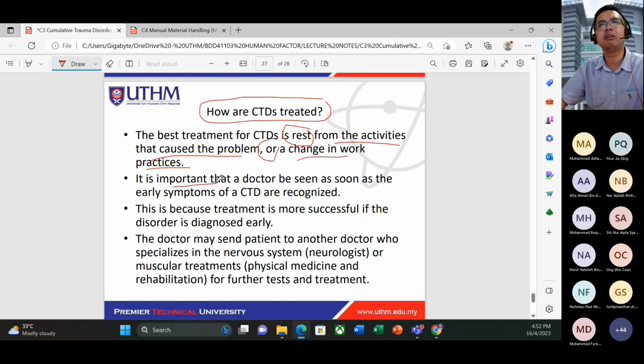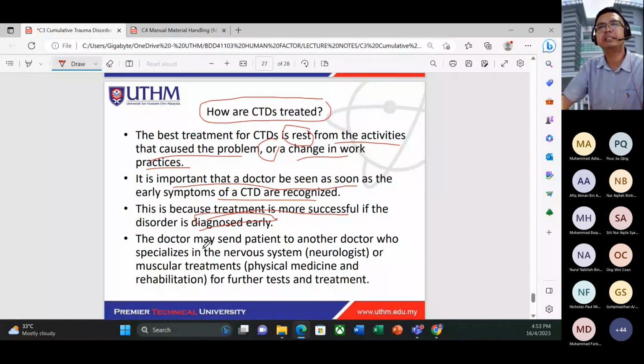It is very important that a doctor is seen as soon as the earliest symptom of CTD is recognized. If you out there have experienced signs or symptoms related to musculoskeletal disorder, for example numbness in your hand or wrist, whether on the right side or left side, please see the doctor for further detailed assessment. This is because treatment is more successful if the disorder is diagnosed earlier. We want to prevent earlier.